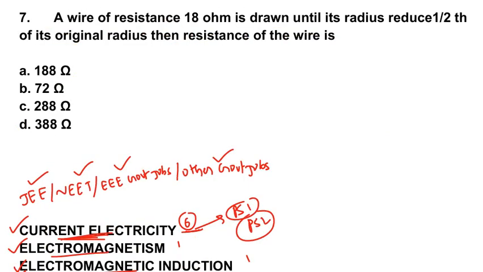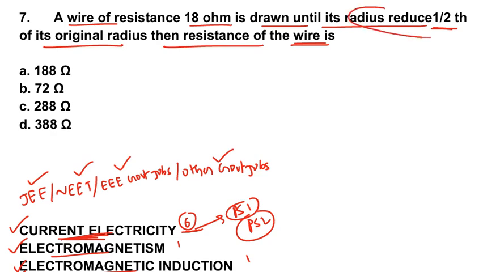Next question. A wire of resistance 18 ohms is drawn until its radius reduces to 1 by 2 of its original radius. Then what is the resistance of the wire? Here he is giving that the radius reduces to 1 by 2.